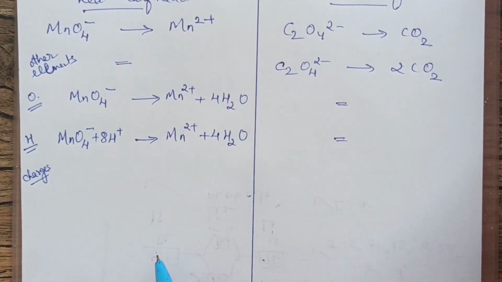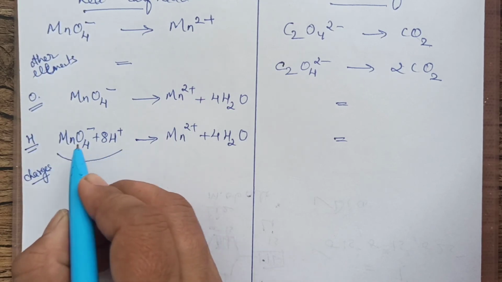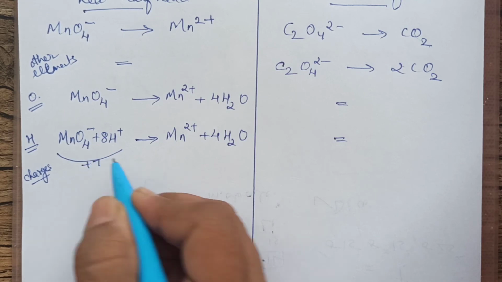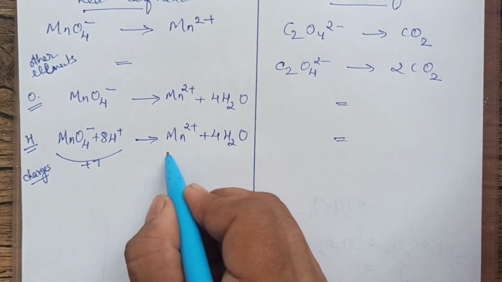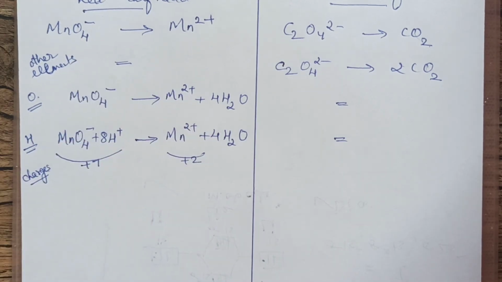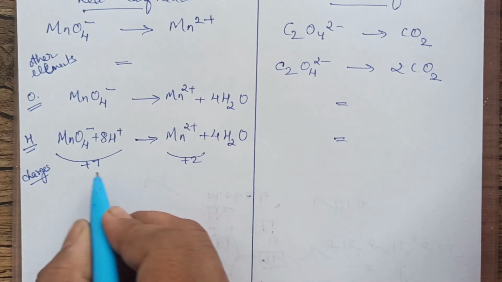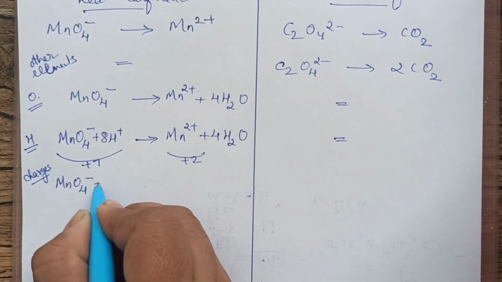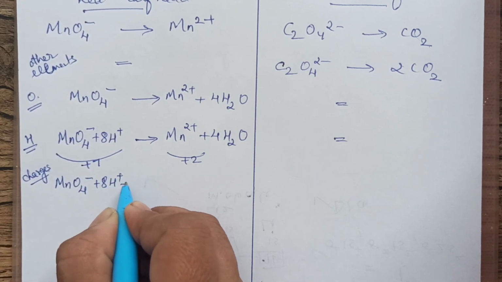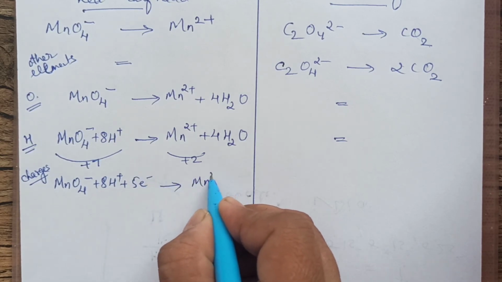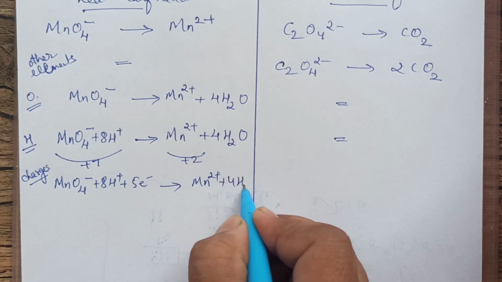Okay, we will calculate how many charges are there on the left hand side. Minus 1, this is 8 into plus 1, that is plus 7 on the left hand side. And on the right hand side, water is neutral, this is plus 2. And this is the reduction half reaction. First half is reduction, I am writing. It is gain of electrons. So how many electrons? The difference of the two means 5 electrons will be added on the left hand side. So MnO4 minus plus 8H plus 5 electrons on the left hand side will form Mn2 plus 4 water molecules.